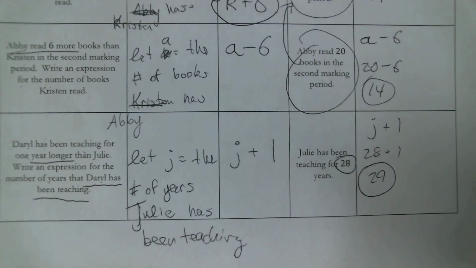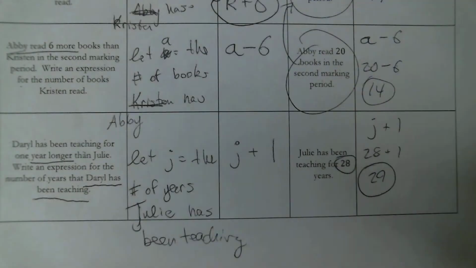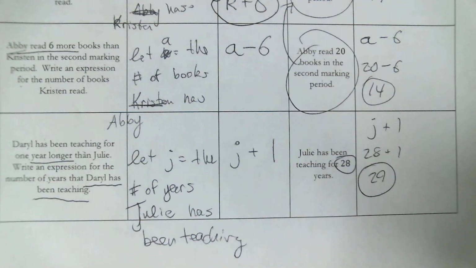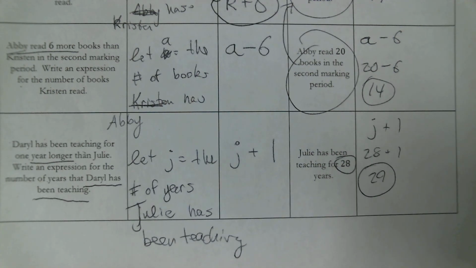So if Julie's been teaching 28 years, that must mean Daryl has been teaching 29 years. So we have to be careful when we're picking our variables and assigning them for everybody. That will help us to make sure that we get the right people and the right parts of the expression.